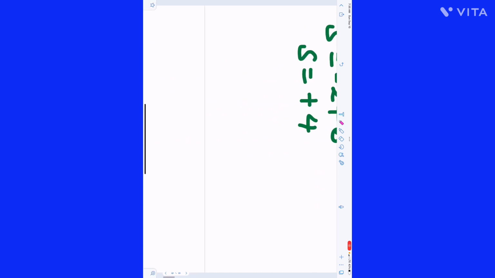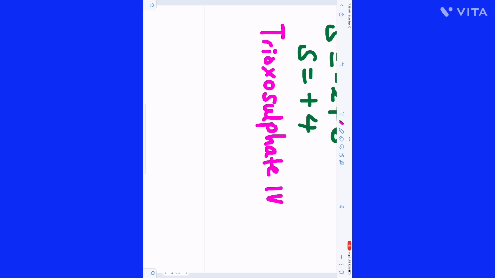We call this radical, not a compound, it's a radical, trioxosulfate 4 ion. It's an anion, trioxosulfate 4 anion.